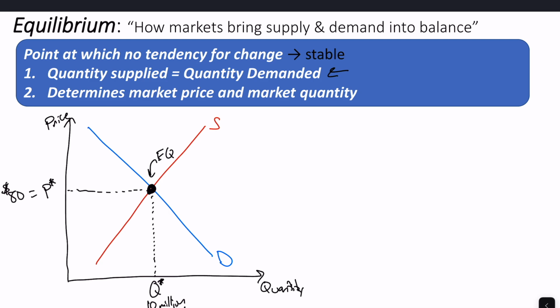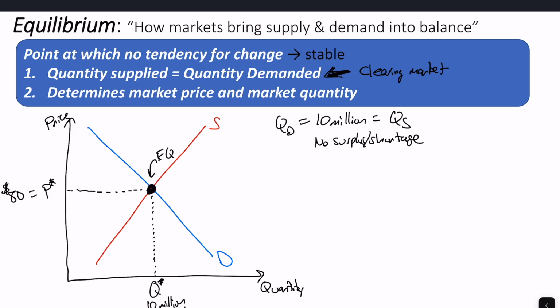Great. So here's our equilibrium. We want it to be clearing the market. So clearing the market means quantity supplied equals quantity demanded. There is no surplus. There is no shortage. And so if you put in a price of $80 into demand, quantity demanded is going to be 10 million. If you put $80 into the supply curve, quantity supplied is going to be 10 million. So here we have quantity supplied equals quantity demanded, and we have no surplus or shortage. We have cleared the market, and we're in equilibrium. No one can do any better by changing their quantity decision.